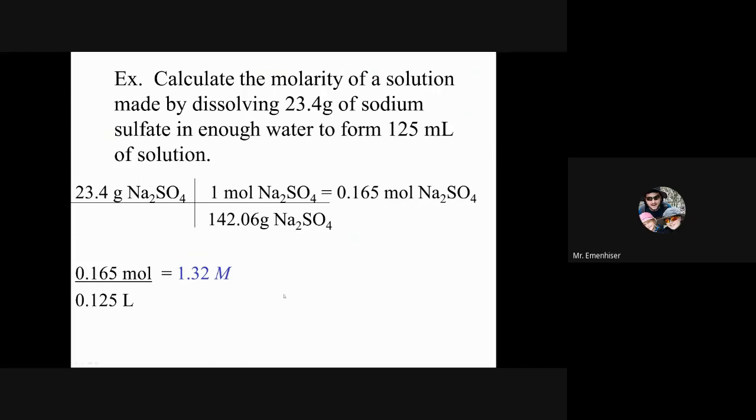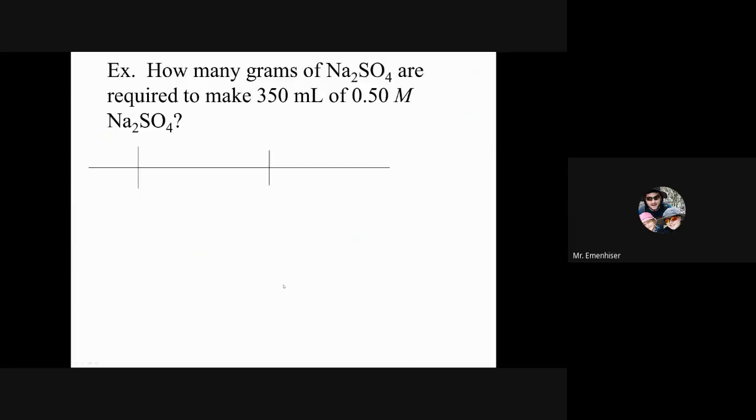Okay? Fun. How many grams of sodium sulfate are required to make 350 milliliters of 0.5 molar solution? Ugh. Okay, how many grams of this stuff? So what we're going to do is we're going to start with this, and we're going to work backwards. So if I have 0.5 molar solution and 350 milliliters, what I can do is use this to work backwards to figure out how many moles of this stuff I have.